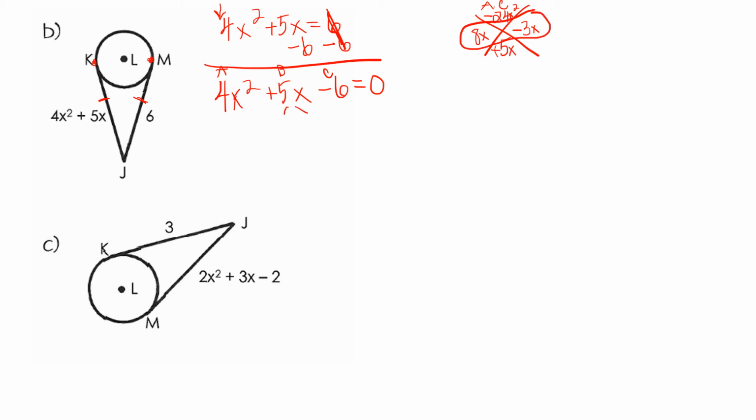So what these two numbers do then is they replace that 5x term. We're splitting this up into the two numbers that we just found. So we have 4x squared plus 8x minus 3x minus 6 is equal to 0. So now we factor by grouping.